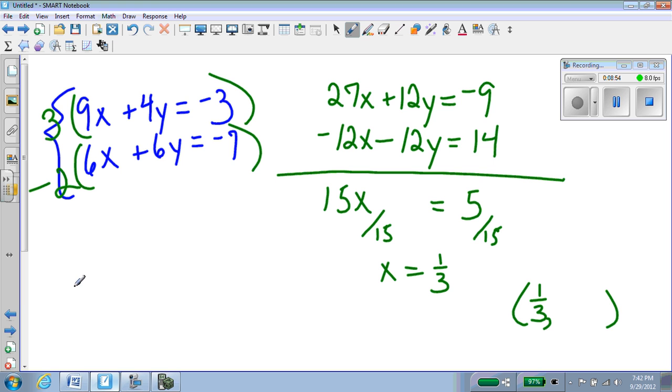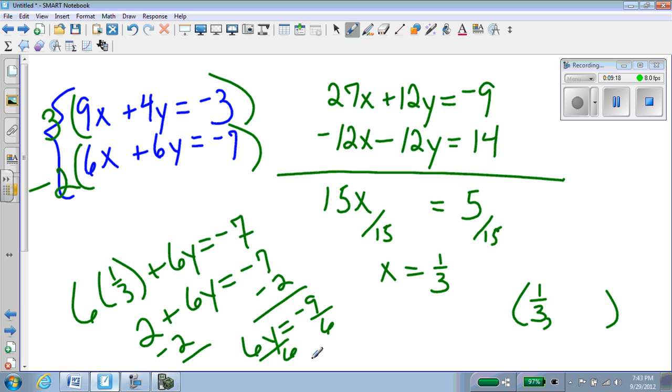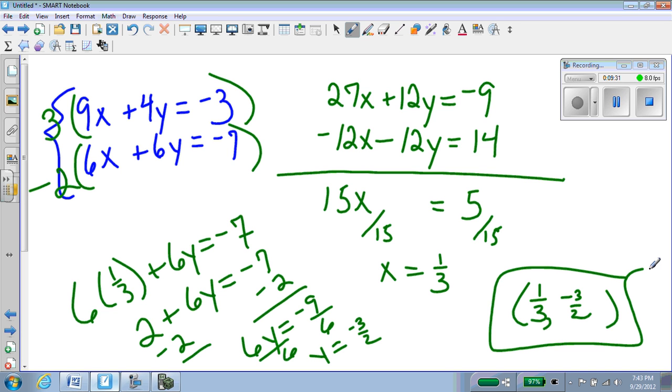I like this one better. 6 times 1/3 plus 6y equals -7. 6 times 1/3 would be 6/3. That's 2 plus 6y equals -7. Subtract 2 from both sides. 6y equals -9. Divide by 6. Y equals -1.5 or -3/2. So, ugly, ugly solution.